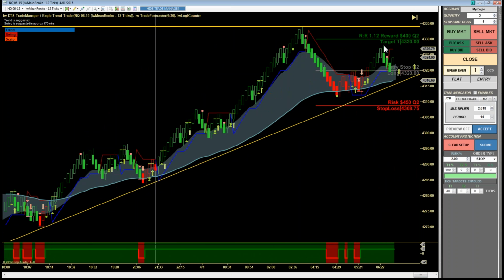Gets close to my high probability profit target. Now I'm actually running auto break-even stops too. So after about 15 ticks, the trade is going to roll to break even. So I probably would have been stopped at break even here on the reversal. But say I didn't get stopped on the reversal.